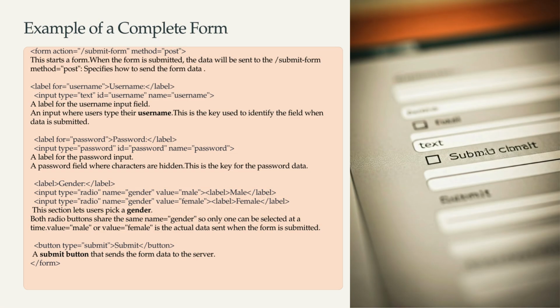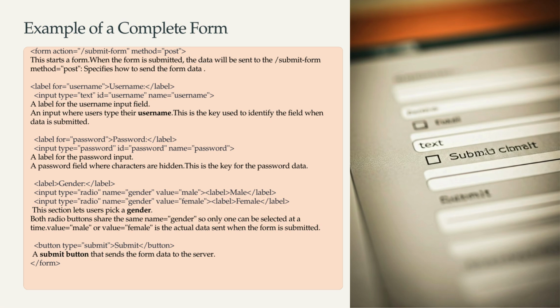Example of a complete form. Action equals submit form, method equals post. This starts a form. When the form is submitted, the data will be sent to the submit form. Method equals post specifies how to send the form data.